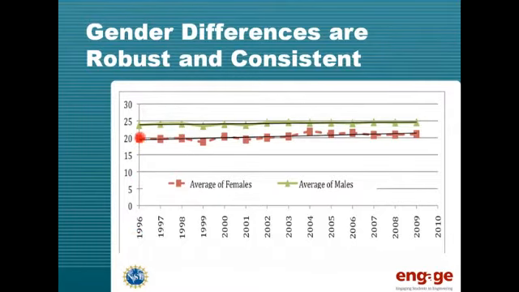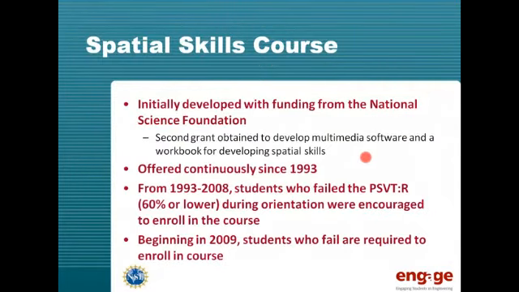And the other thing you need to know is that this dot here represents about 100 students, and this dot here represents about 700 students. So this gender gap here between men and women is highly, highly statistically significant, and you can see it goes along pretty much every year. We have the same gap in spatial skills between men and women.